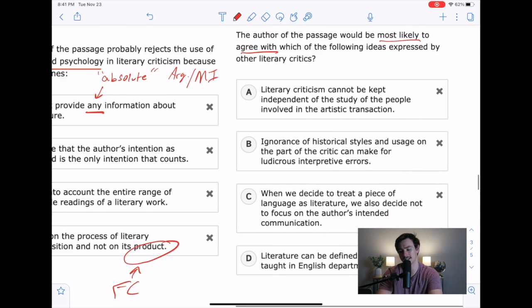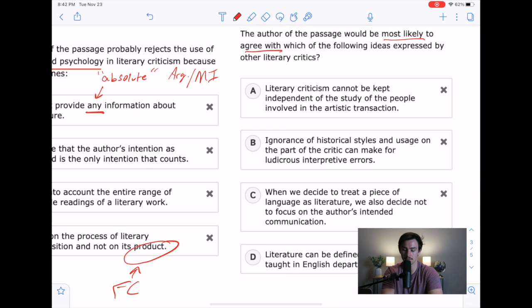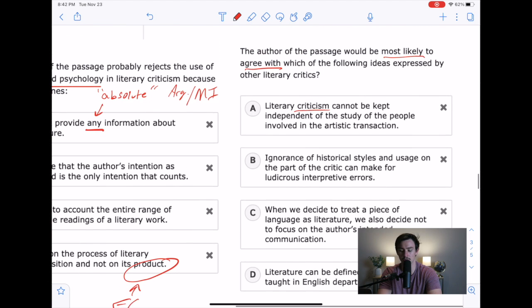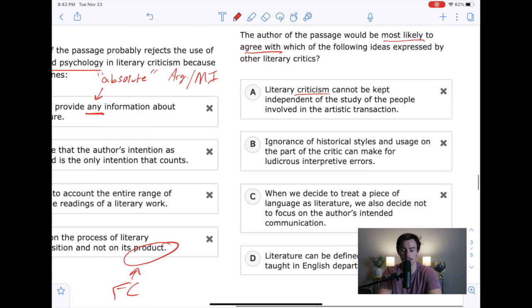A says literary criticism cannot be kept independent of the study of the people involved in the artistic transaction. That's what the author's saying we should do? No. Criticism should be separate from the actual people, right? So maybe not A, or from the author and the reader. B says ignorance of historical styles and usage on the part of the critic can make for ludicrous interpretive errors. Well, the Formless Critic should not really be paying attention to history or the events and the circumstances that the passage was written, so maybe not B.